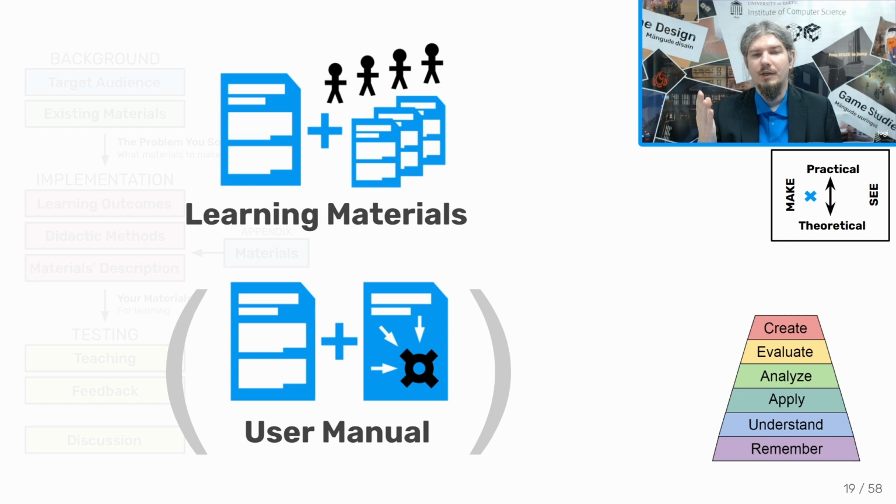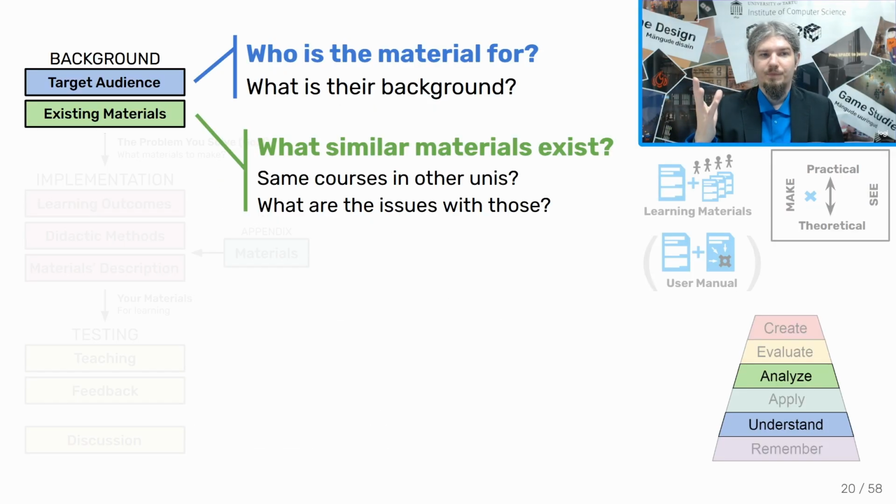Next up, we're going to look at the contents of learning materials and also the user manual type theses, because these will be pretty similar. In both of those, you're making some guide or helpful materials that people will use to learn something or to solve some challenges that they face. The first part is, well, the background part. So who is this material for? Why are you writing it? What is the background of the users of your particular material? So basically the target audience.